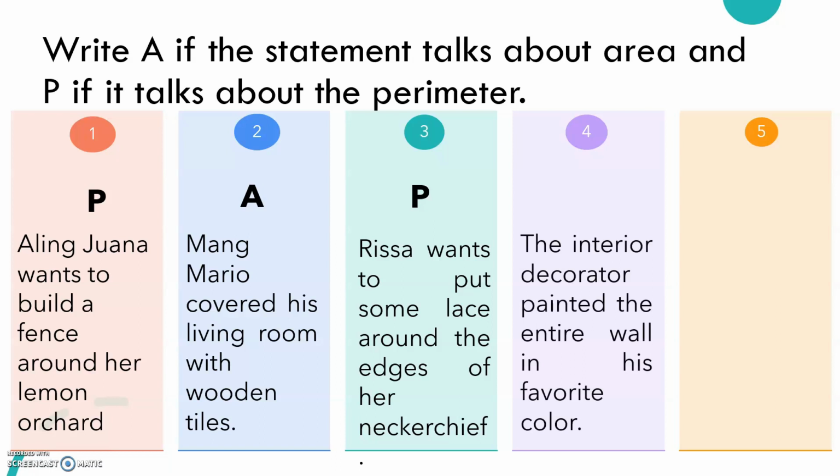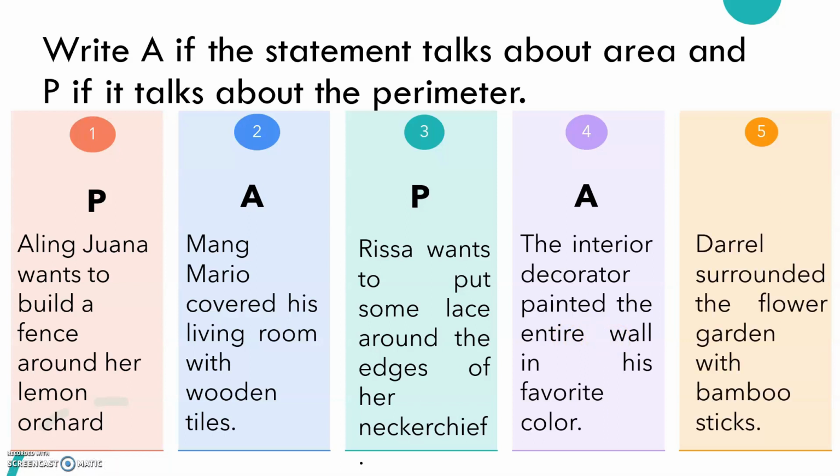Number 4. The interior decorator painted the entire wall in his favorite color. The answer is A or area. The entire wall. So, pininturahan niya yung buong pader. Hindi yung paligid ng pader. And lastly, number 5, Darrell surrounded the flower garden with bamboo sticks. The answer is P or perimeter.